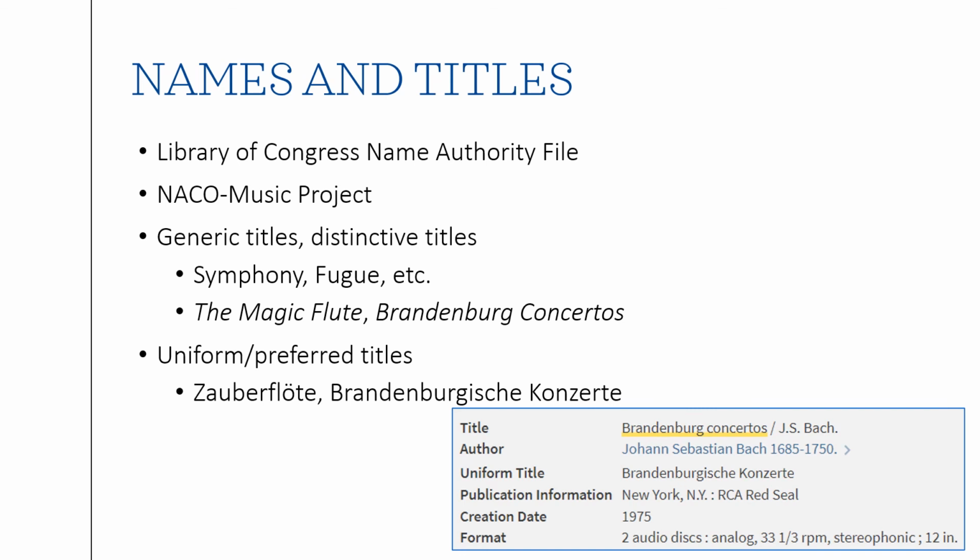Uniform or preferred titles can be assigned to a work in cataloging to do this. Typically, they are comprised of either the distinctive title in its original or primary language, as in this example from the Brandenburg Concertos, or the Magic Flute. Or, if the work has a generic title, the uniform title will be the genre in plural, followed by details like medium of performance and opus number, in order to make it increasingly specific and disambiguate it from similar works.